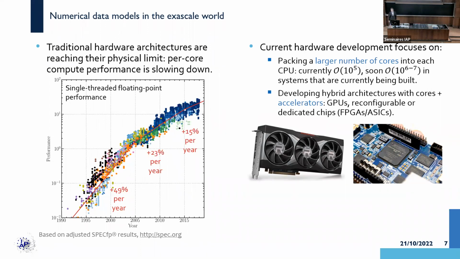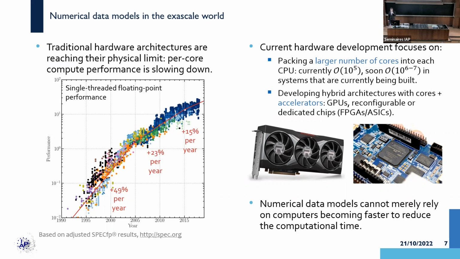Here they are, or even reconfigurable chips. That's FPGAs, the field programmable gate arrays. Or once you've programmed something on an FPGA and are really convinced that this is what you want in the end, you can make a dedicated chip, and that's the ASICs, the application-specific integrated circuits.